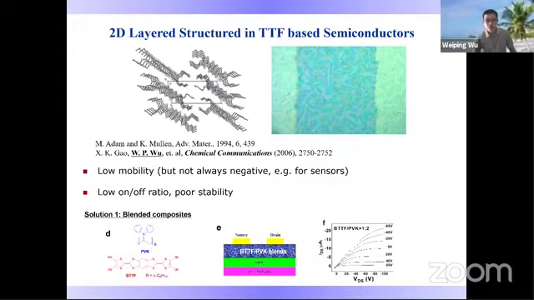In my PhD thesis, I proposed several solutions to these quite difficult challenges. Firstly, I introduced blending these small molecules with polymeric material. In this case, it would be a polymeric material called PVK, or some insulating material like PMMA or PS, polystyrene.